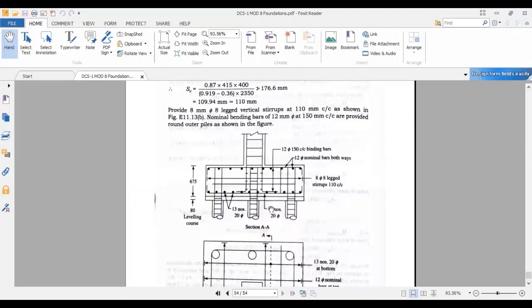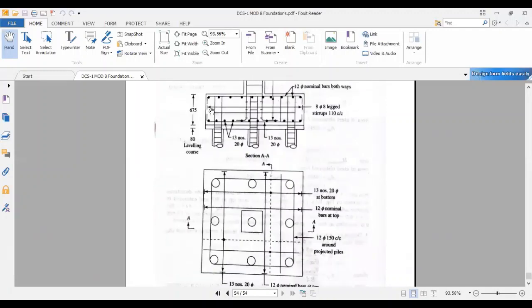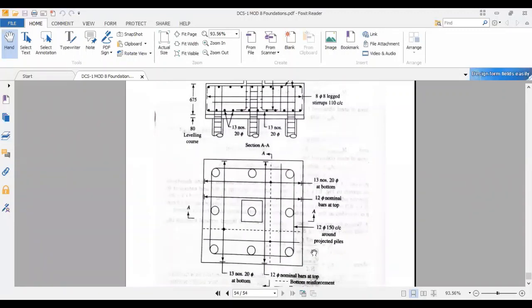These are 13 numbers of 20 mm dia bars. These ones, this is 80 mm leveling course, and this value of depth is 675. And from the plan, it looks like this. These are 12 mm dia, 150 mm center to center spaced bars which are projected around the piles.